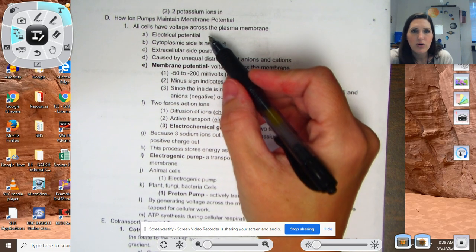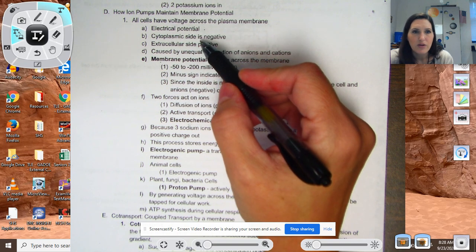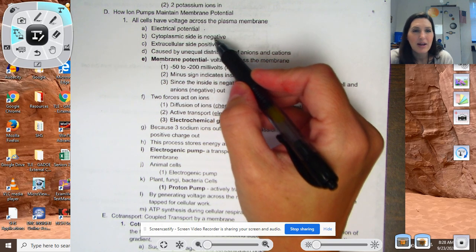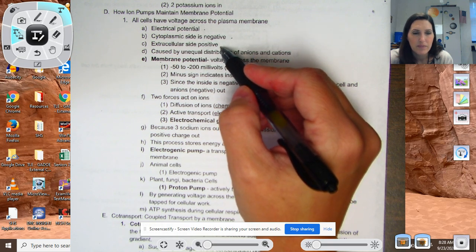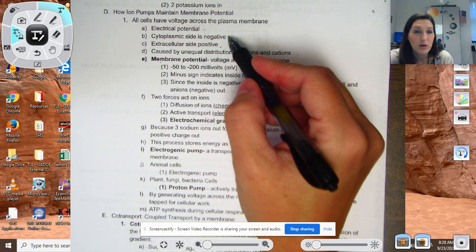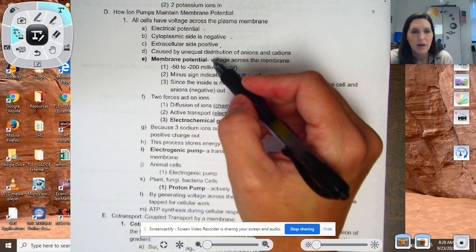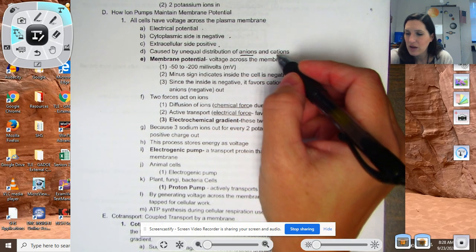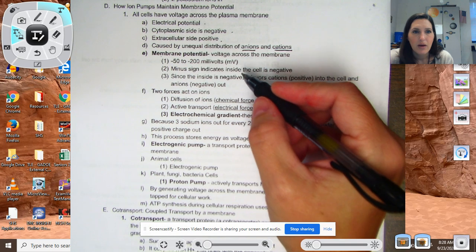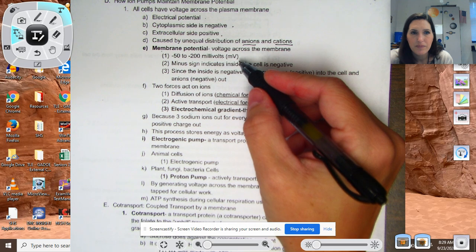Cells have a voltage across the cell membrane. We have an electric potential. The cytoplasmic side is typically a negative charge. The extracellular side is positive. So if we're moving towards a negative, then that doesn't take so much energy. But if we're moving a positive into the negative, that's going to need energy. This is caused by unequal contributions of anions and cations. The membrane potential is 50 to 200 millivolts.